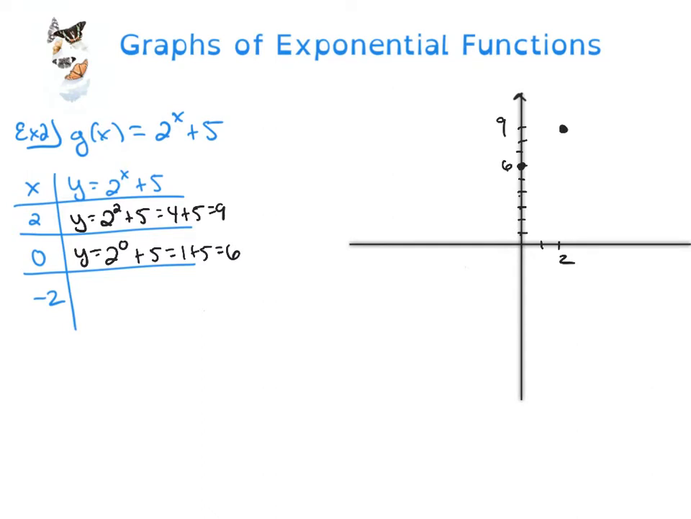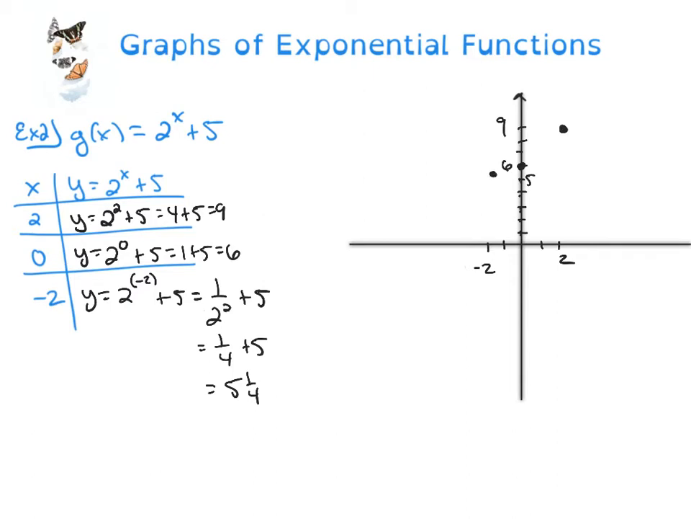And when x is negative 2, y is 2 to the negative 2 plus 5. Now remember, 2 to the negative 2 is 1 over 2 squared, which is 1/4. And you can use your calculator if you want to get 5.25, or you can just write this as 5 1/4. Let's see, x is negative 2, 1, 2, 3, 4, 5. Here's 5, and just a hair above that is 5 1/4.